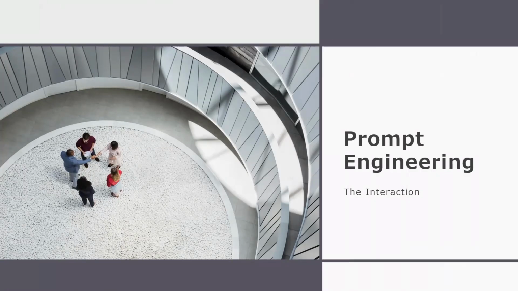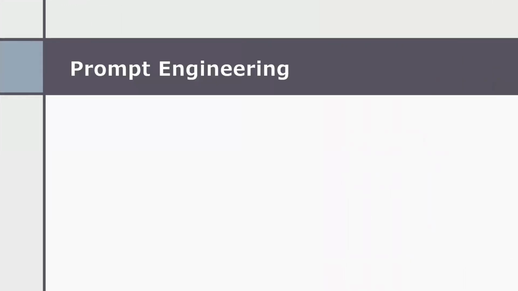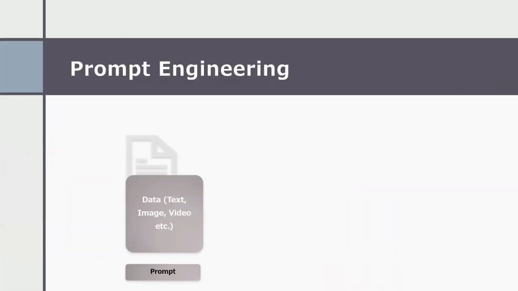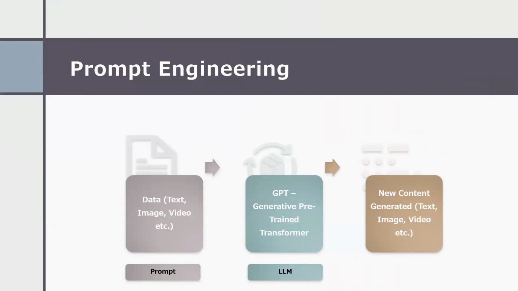So let's look at prompt engineering, which is one of the most common ways of unlocking the potential of AI assistants. Prompt engineering is about crafting input or data, which is primarily text, but can also be image or video, which is used to effectively communicate with GPT, which is one of the LLMs and which exists in the form of AI assistants such as ChatGPT, Copilot, or Gemini. And then new content is generated, which can be again text, image, or video based on the prompt given.